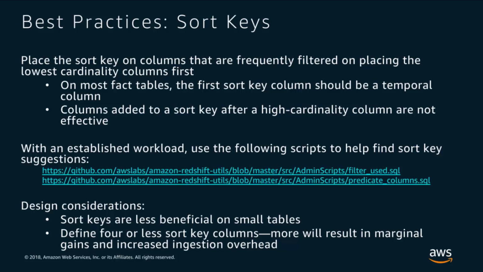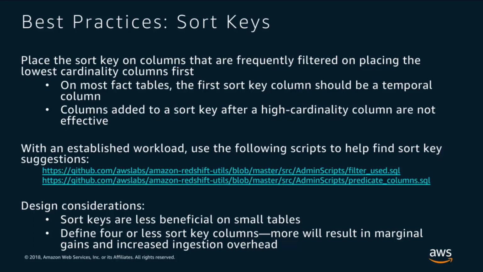As a general rule of thumb, usually it also doesn't make sense to have more than 4 columns in a sort key. In fact, in most cases, most customers only use 2 or 3 columns. It's just because there are marginal gains after that, and there is some extra ingestion overhead when you're ingesting and needing to sort that data.